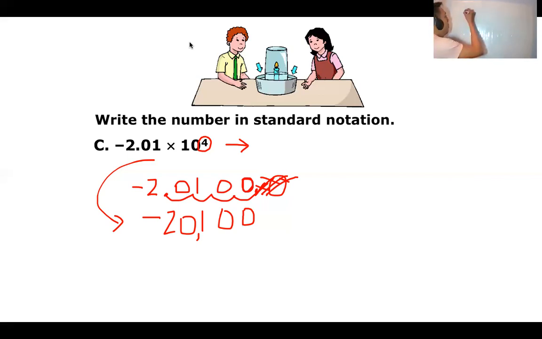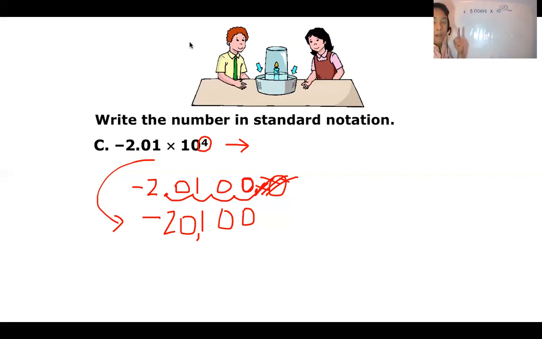Okay, this one, number 4. What if our given is like this? 5.00012 multiplied by 10 raised to 12. Again, first step is you need to determine the sign of the exponent. The sign of our exponent is positive.